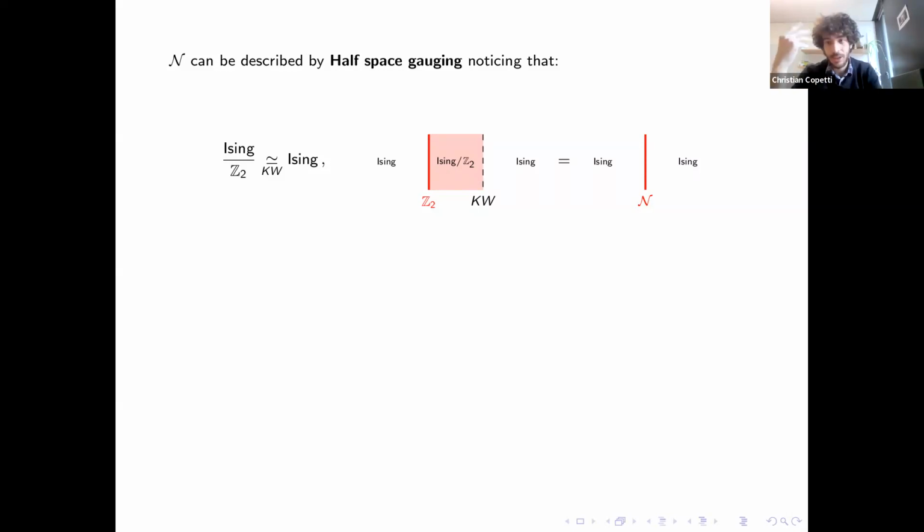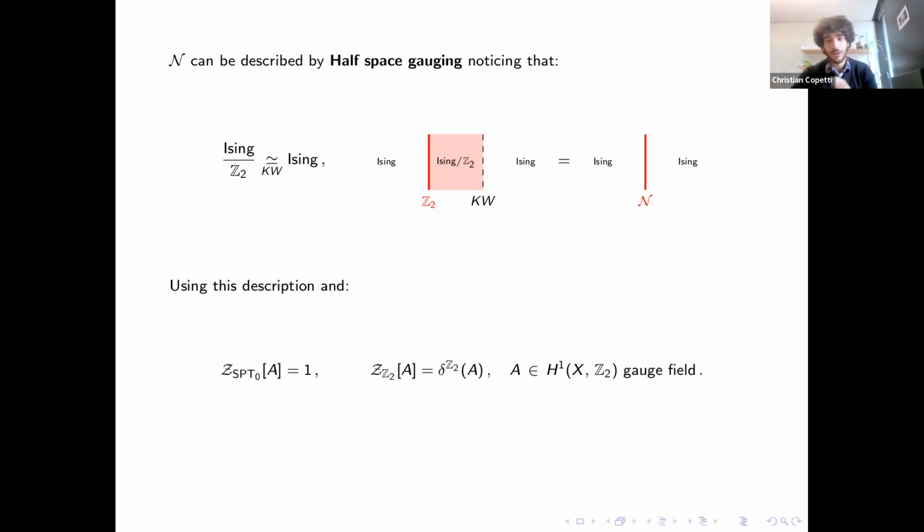So this description is more useful for some purposes. In particular, you can show the following. So now let me give you the partition functions of these two vacua that we described before. For the trivial SPT, A is just a Z2 gauge field because you have a Z2 symmetry. We can turn on a gauge field. As always, it's an element of H^1(X, Z2). The trivial theory has partition function 1. And the Z2 gauge theory has a partition function that is a delta function. Okay, this is quite trivial.